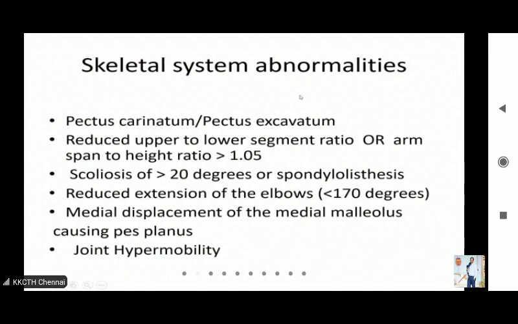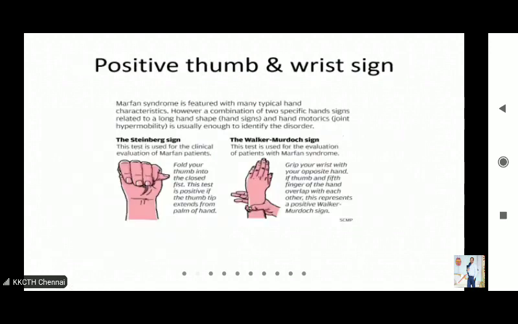And the 2 most important clinical signs that you need to look for are the thumb sign and the wrist sign. For the thumb sign, ask them to fold the thumb into the closed fist. If the test is positive, that means the thumb tip extends beyond the palm of the hand. That is the thumb sign. And for the wrist sign, ask them to grip the wrist with the opposite hand. If the thumb and the 5th finger of the hand overlap each other, then this represents the wrist sign. They've got names as well, Steinberg and Walker-Murdoch sign, but it's easier to remember as thumb and wrist sign.